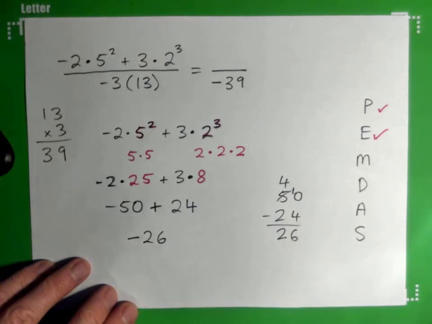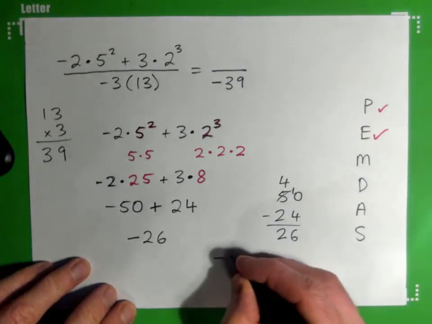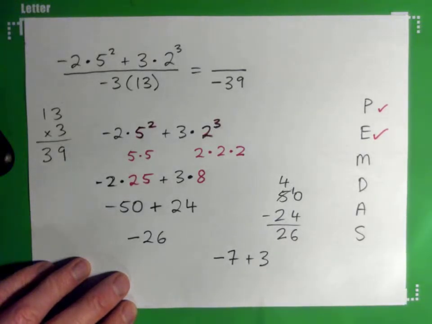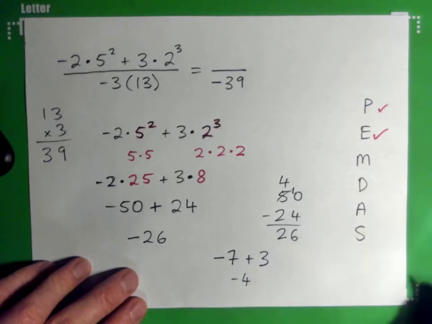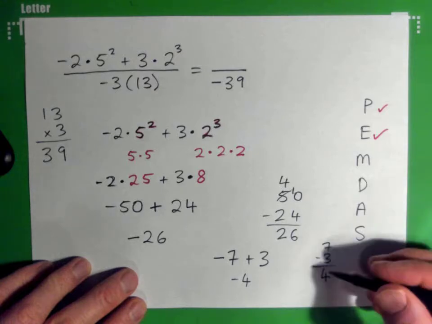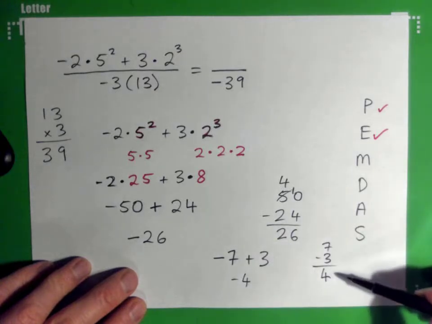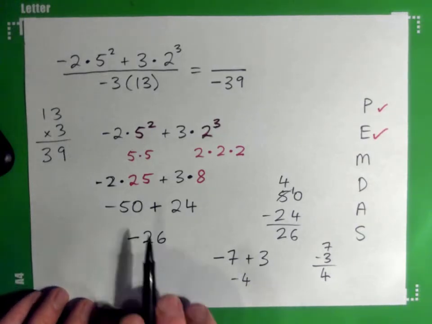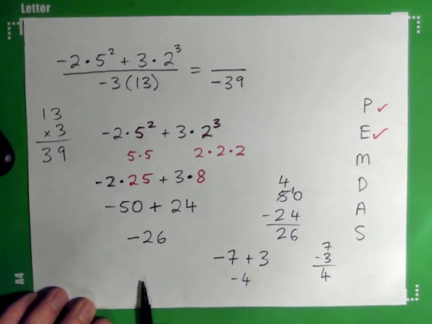Okay? When they get bigger like that, it looks funny, but it's really not that much different from having negative 7 plus 3. You know, what's negative 7 plus 3? Negative 4, right? Because you go 7 minus 3 gives 4, so the difference between these numbers is 4. But there's 7 negatives and 3 positives, so that makes negative 4. 7 bad guys, 3 good guys, negative 4. There's 50 bad guys, 24 good guys, negative 26.